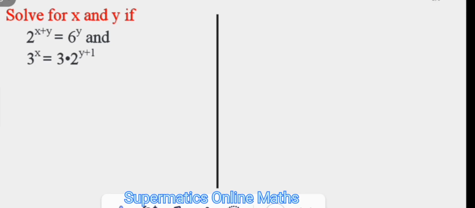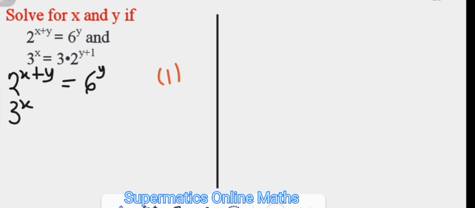In today's math tutorial, we are going to solve this simultaneous exponential equation where we have 2 raised to power x plus y equals 6 raised to power y as equation 1, and 3 raised to power x equals 3 times 2 raised to power y plus 1 as equation 2. So sit back, relax, and enjoy it to the very end.